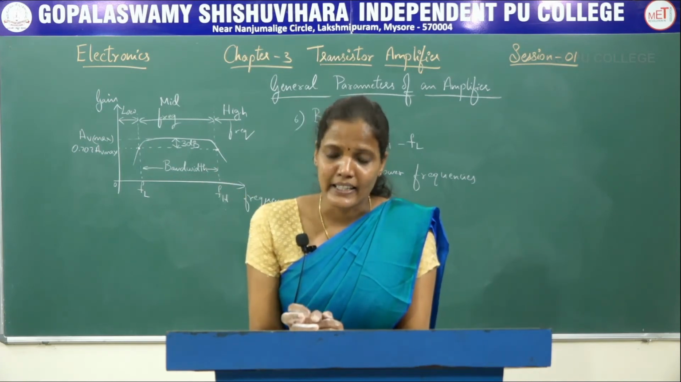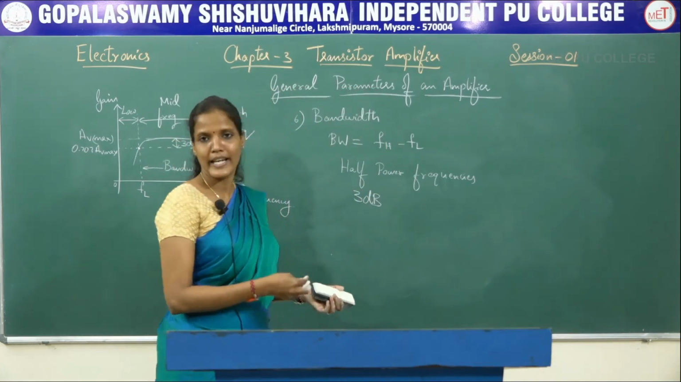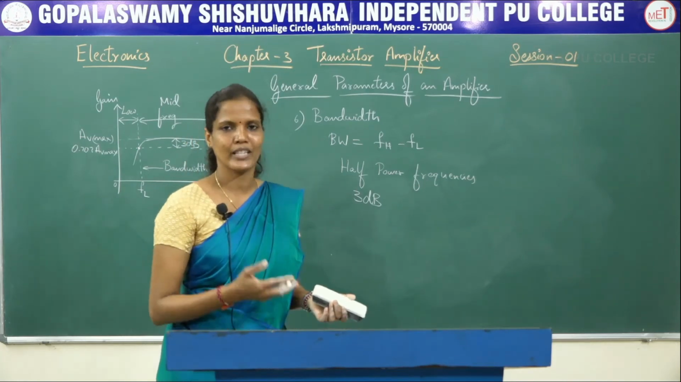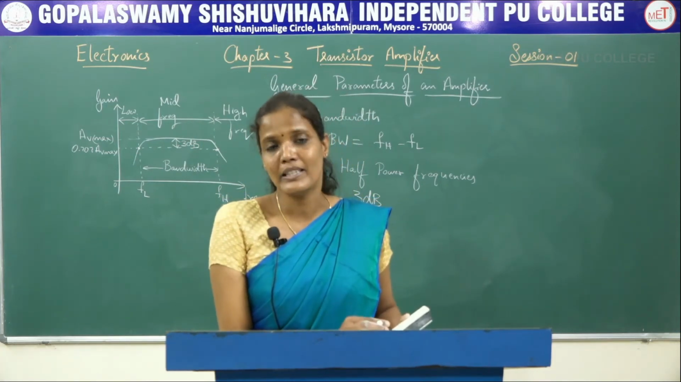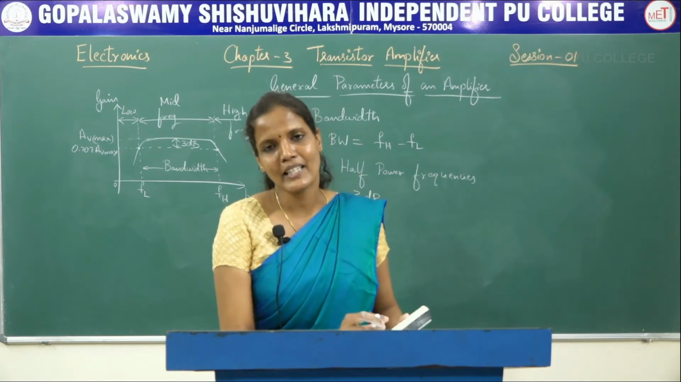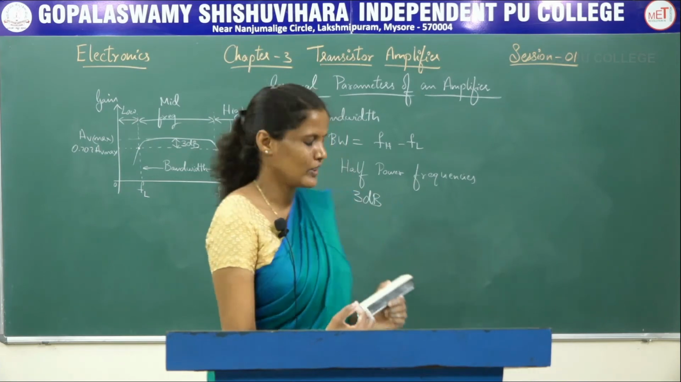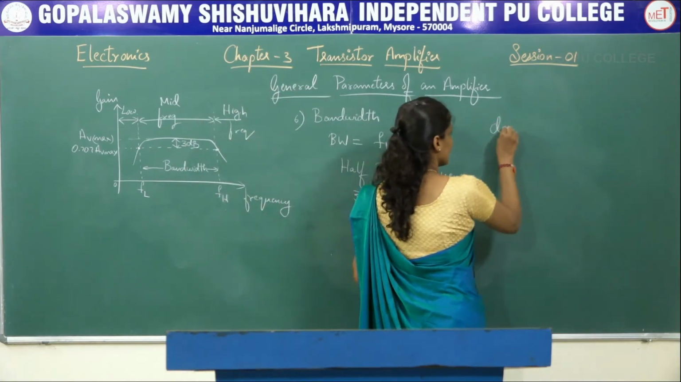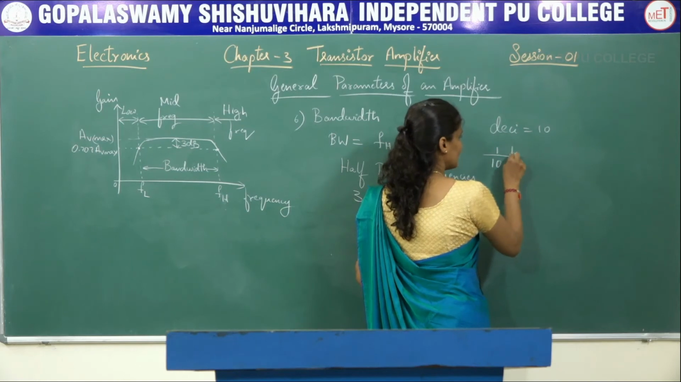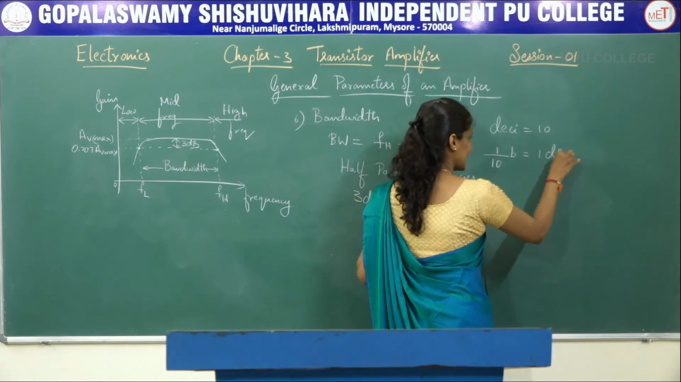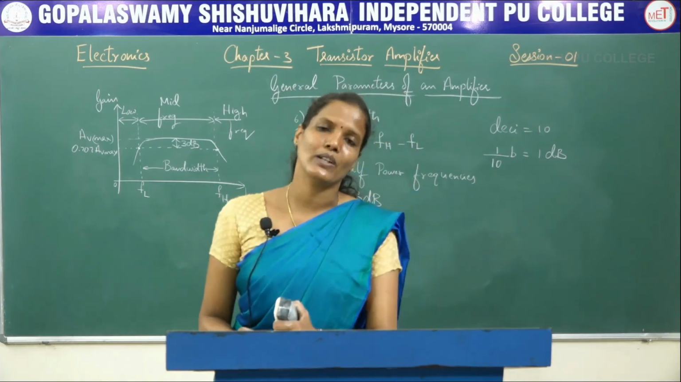The gain of an amplifier is usually expressed as a number, that is, the gain of an amplifier is 20 or 50 or 100. But practically we measure the gain in decibels or bells. Bell is a higher value, so when we take lower values we use decibels. Deci stands for 10. So 1 by 10 bell is equal to 1 decibel. Practically bell is a larger value, hence we take the decibel value.